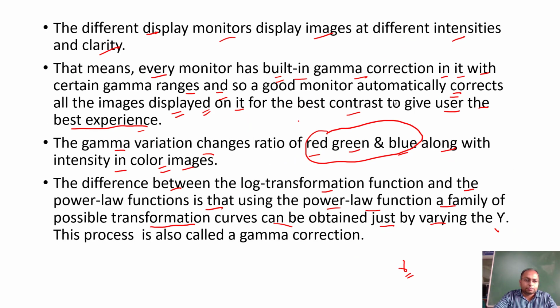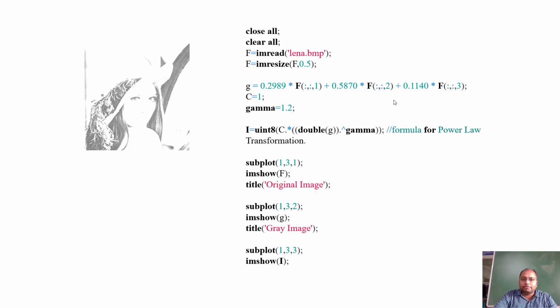Is that fine? Great. So let us take a similar kind of example and go for the program of power law transformation. Again, close all, clear all, which will clear the contents of your previous program. This is the read of the image. We are going to read the image lena.bmp. Then we have resized that image to half, so the original image has been compressed to 50%.